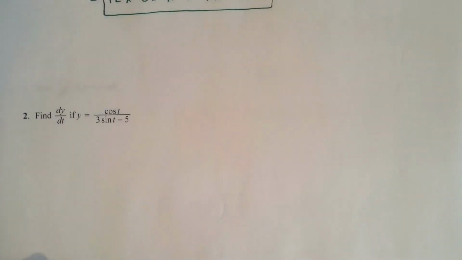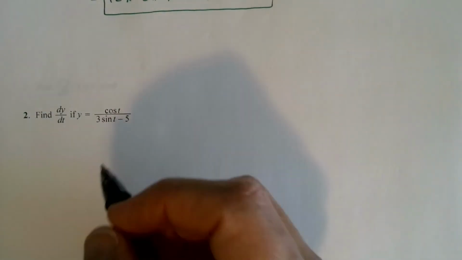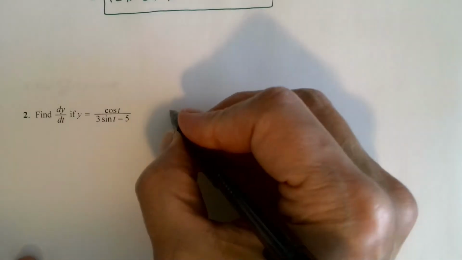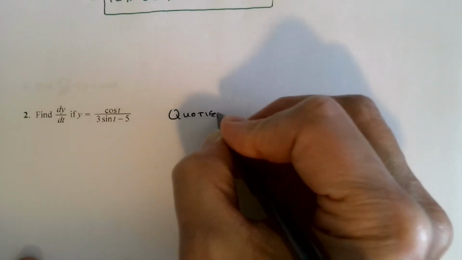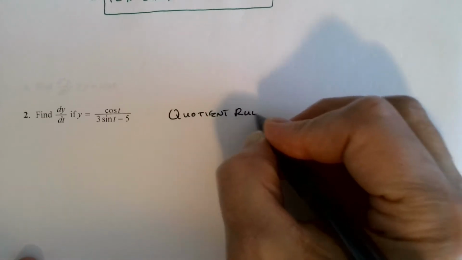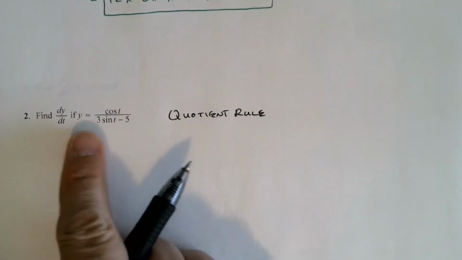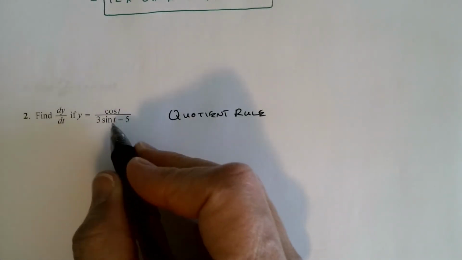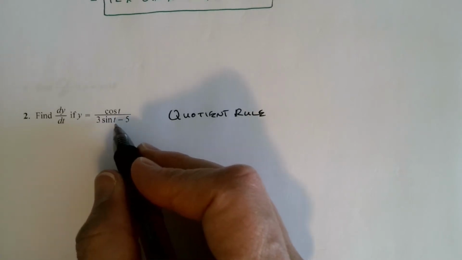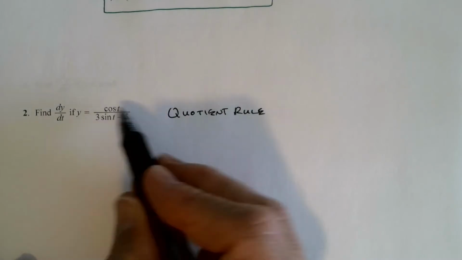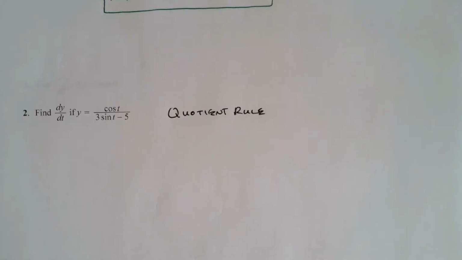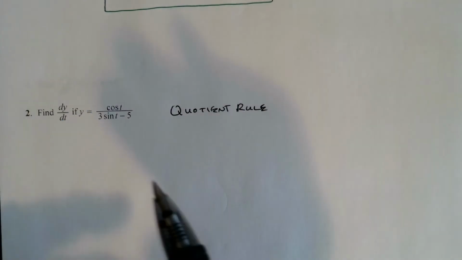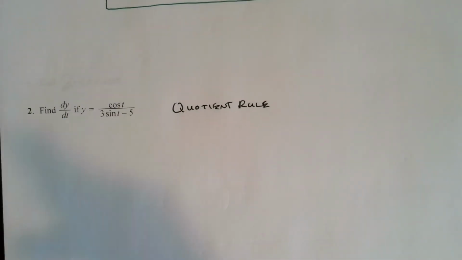All right, let's take a look at this one here. What rule do we have to use on this one? I see a cosine t and a sine t, so we've got our new rules for their derivatives. Hopefully you're saying quotient rule. So we're going to find dy dt if y is equal to this. I always try to simplify the quotient if I can, but since I'm dividing by 3 sine of t minus 5, there's really not a lot I can do. Can't break this up into 2 fractions. No trig identity really helps out here. No factoring, nothing. So we're just stuck with it.